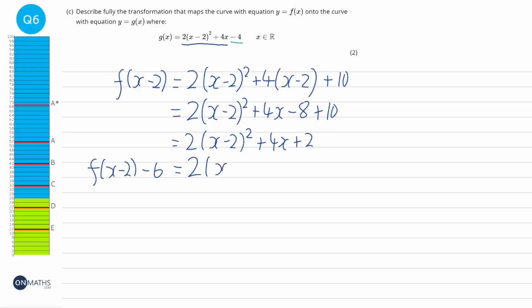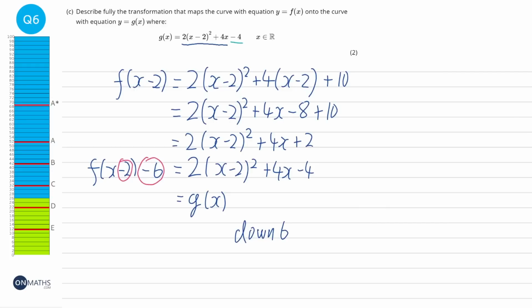So it would be 2 brackets x minus 2 squared plus 4 times x minus 2, and then it would be 2 take away 6, which would be minus 4. So that actually is the same now as g of x. So to get from f of x to g of x, we've had to subtract 2 from the input, and we've had to subtract 6 from the overall function. So whenever you do something to an overall function, it's going to affect the y-coordinates. So it's going to make it shift down 6. So we're going to go down 6 because we're subtracting 6.